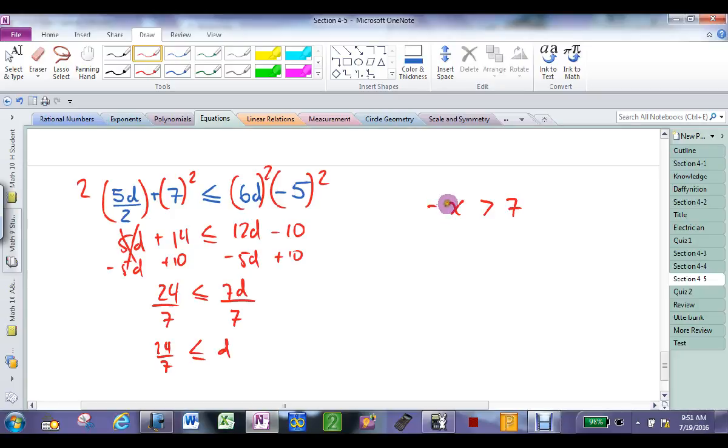Now, what is this technically? Negative 1x, isn't it? How do I get rid of negative 1 times x? I divide by negative 1, which means I have to divide this side by negative 1, which means once I've divided by negative 1, what happens to the symbol? It flips.